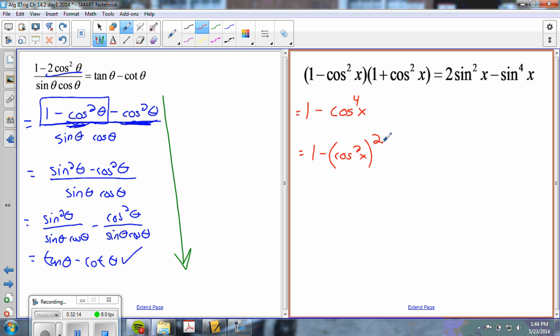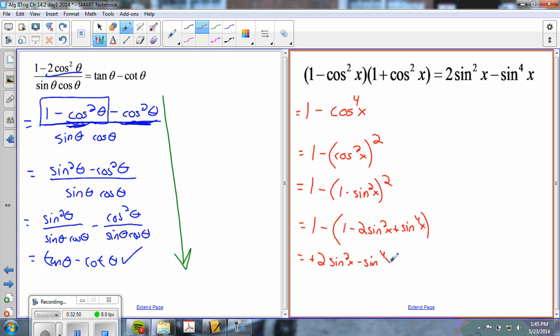Do we see that? Well, 1 minus cosine squared x is really 1 minus sine squared, squared. I took cosine squared and made it 1 minus sine squared. And then 1 minus sine squared, squared becomes 1 minus 2 sine squared plus sine to the 4th, which is then positive 2 sine squared x minus sine to the 4th of x.